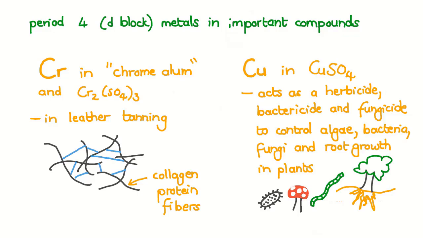And lastly, copper in copper sulfate has some interesting uses. It acts as a herbicide, bactericide, and fungicide to control the proliferation of algae, bacteria, fungi, and even root growth in plants. Now that we've learnt about some of the many uses of the period 4 D-block metals, let's practice.